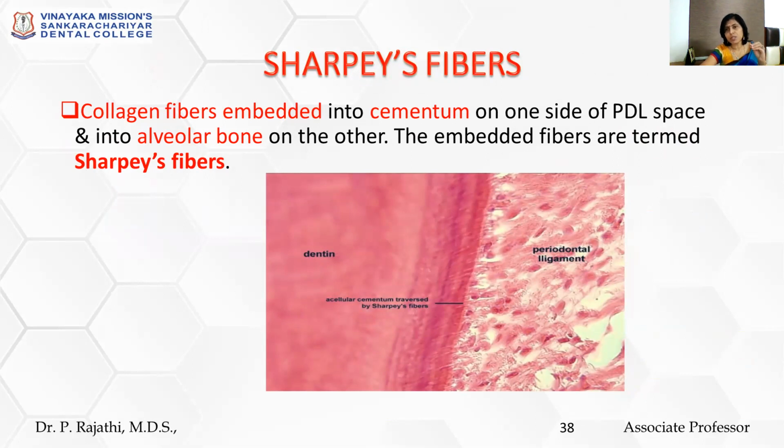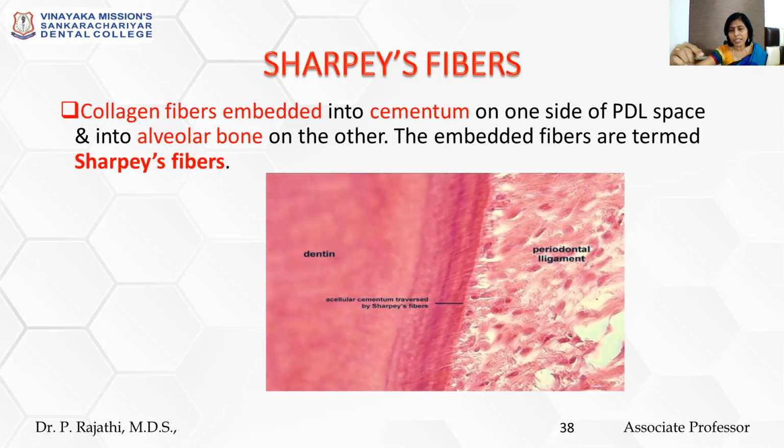The fibers embedded within the cementum on one side and bone on the other side are termed Sharpey's fibers. It is a little different from the periodontal ligament fibers within the periodontal ligament region. If you can see here, on the left side is dentin, then you see acellular cementum, and then the periodontal ligament fibers.